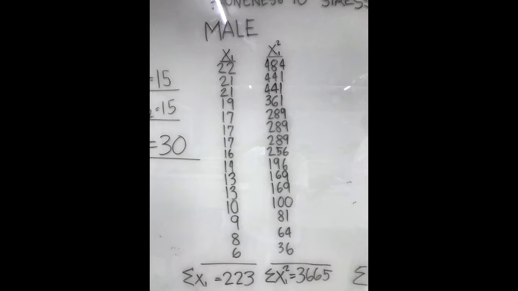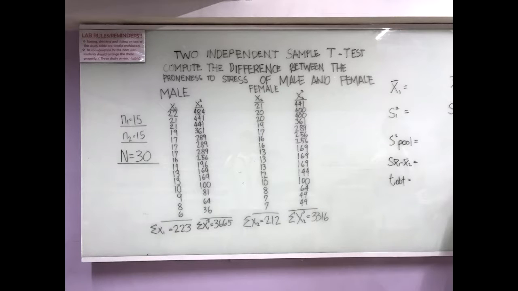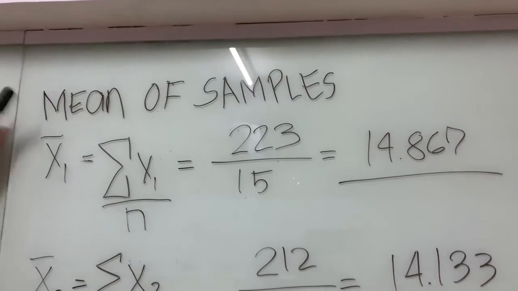So the summation of scores of males is 223 and the summation of scores for females is 212. Next, we have to square each score and then get the summations of the squared scores. 3,665 is the summation of the squared scores of the male variable, while 3,316 is the summation of squared scores for the female variable.